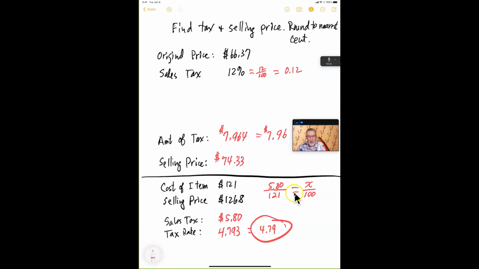That's the percent. And if you think about it, $5.80 out of 100 would have been 5.8%, but this is coming out of a larger total, so it would be lower than 5.8. And so our answer, 4.79, is where we expect it to be, less than 5.8.